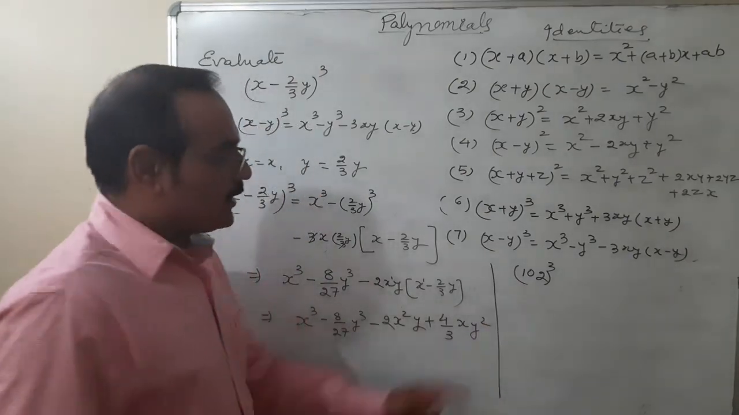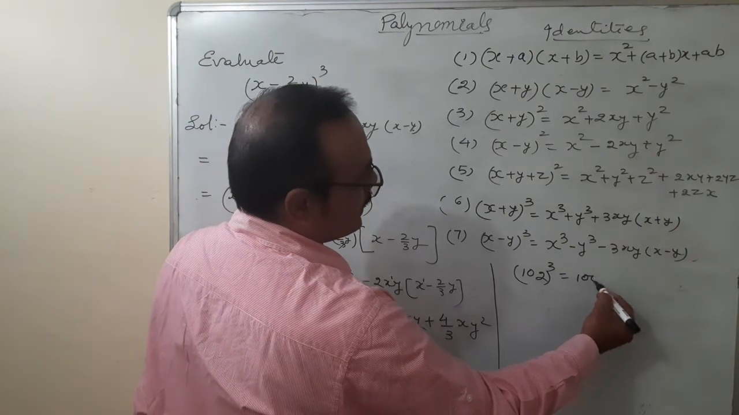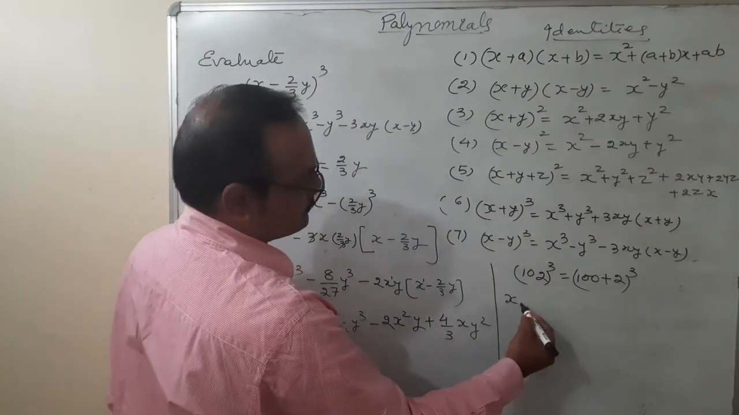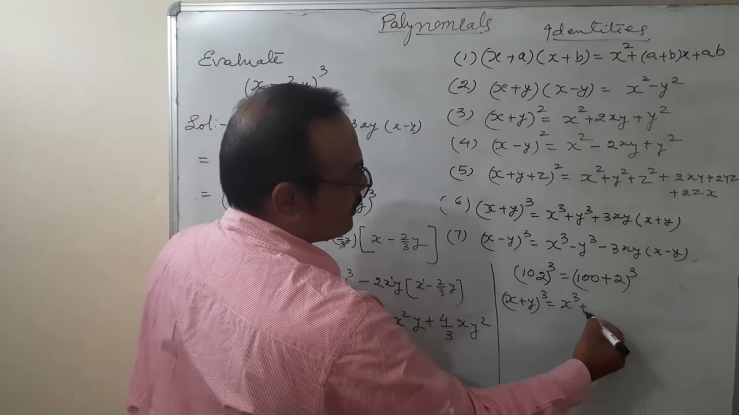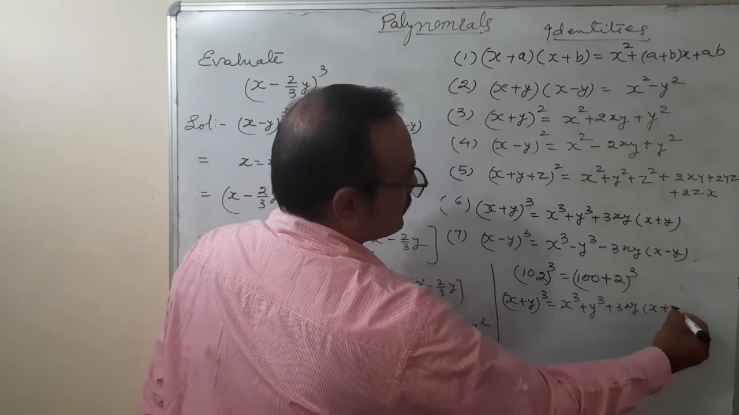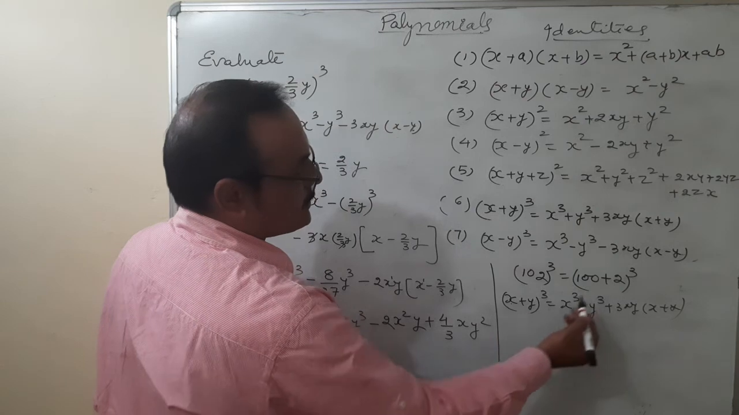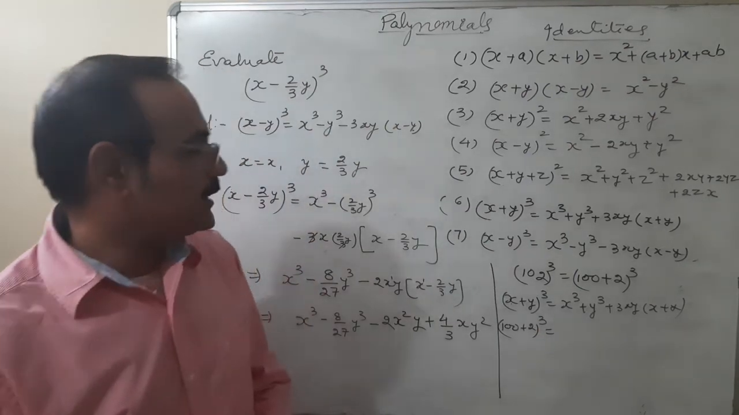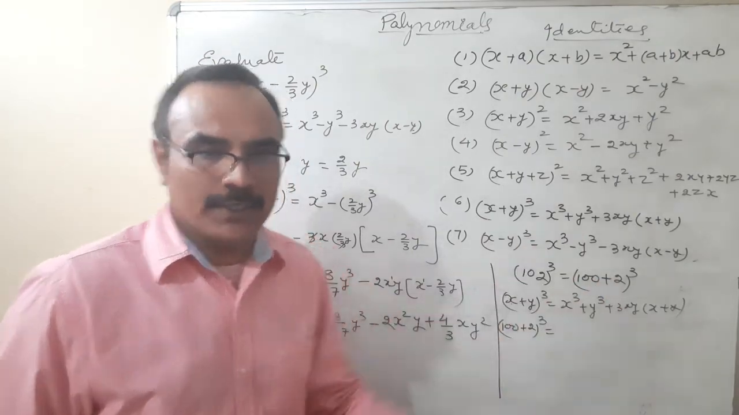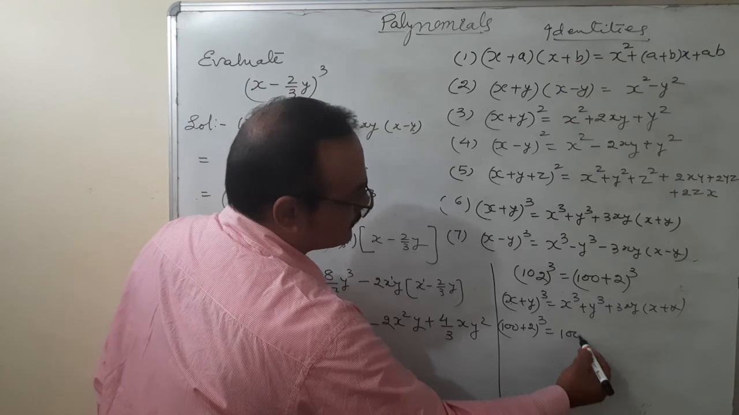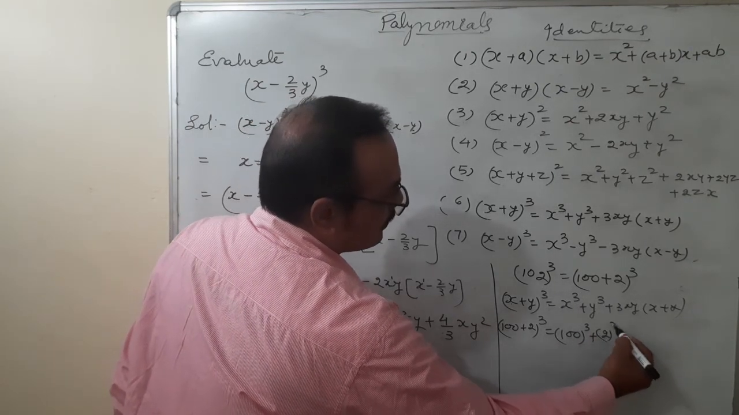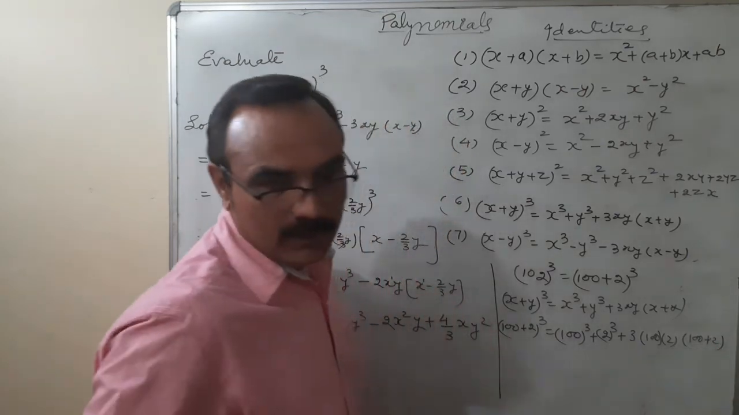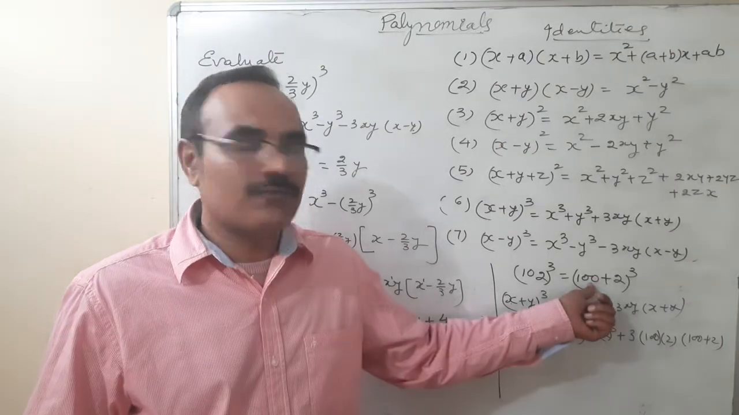See here, 102 to the power 3 can be written as 100 plus 2 raised to the power 3. Using this identity, x plus y whole cube is x cube plus y cube plus 3xy in bracket x plus y. Here x is 100 and y is 2. 100 plus 2 whole cube is equal to, in place of x I can put 100, in place of y 2, and calculate it. So this is x cube, that means 100 cube, plus 2 cube plus 3, 100, 2 and 100 plus 2. Nothing I have done, only substituted 100 in place of x and 2 in place of y.